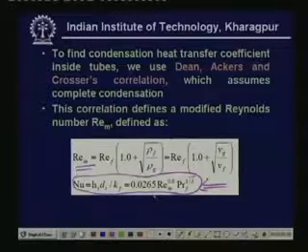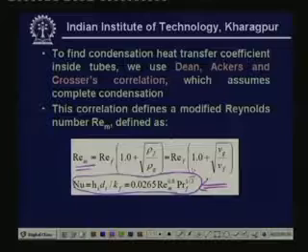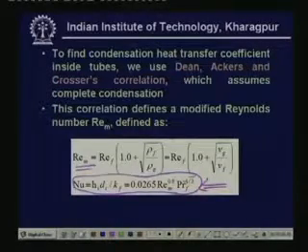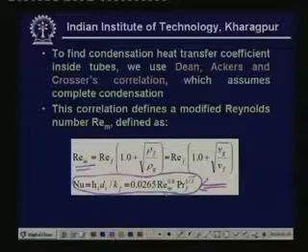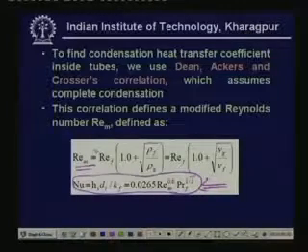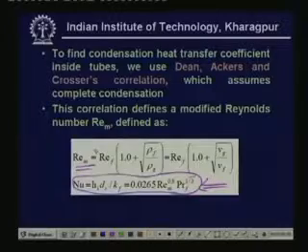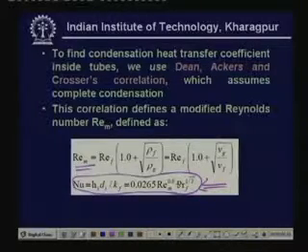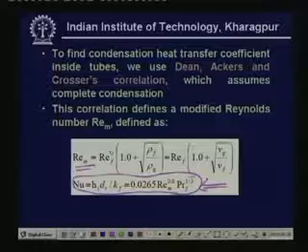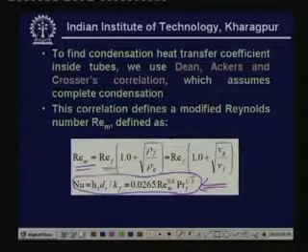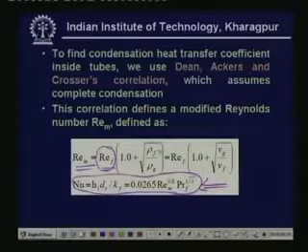You can see that this looks like a Dittus-Boelter equation. You have a constant here, Re to the power of 0.8 and Pr to the power of 1 by 3. The only difference is that the Reynolds number used here is a modified Reynolds number. It is neither the Reynolds number of the vapor nor of the liquid, and the modified Reynolds number formula is like this. It is written in terms of the Reynolds number of the refrigerant liquid and the density of the saturated liquid and the density of the saturated vapor, rho f and rho g.